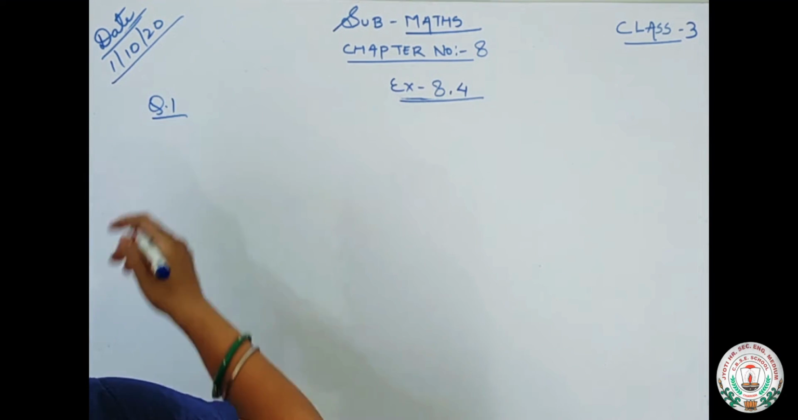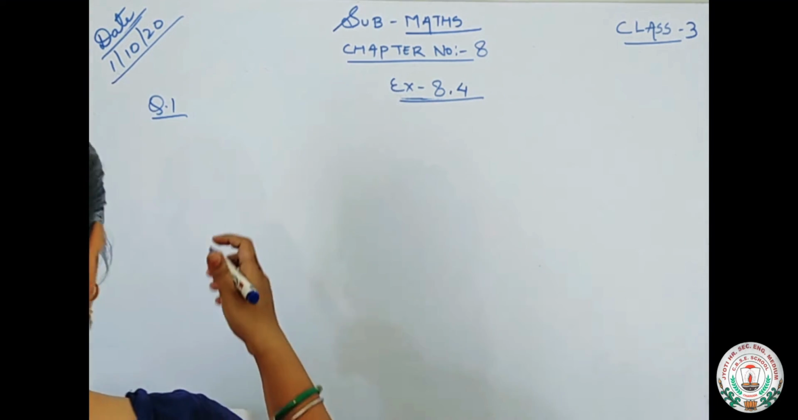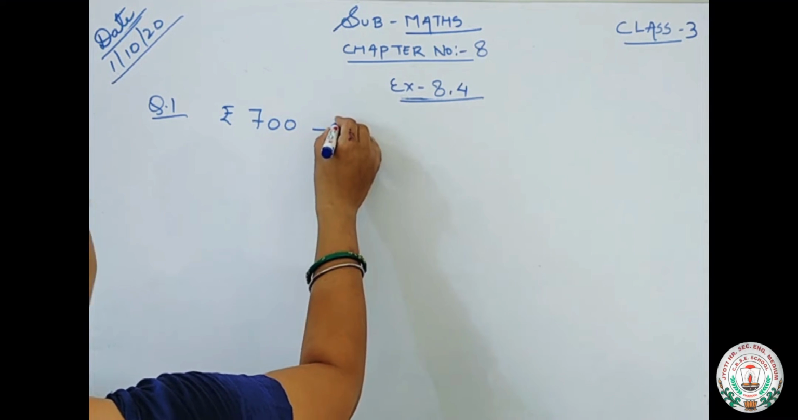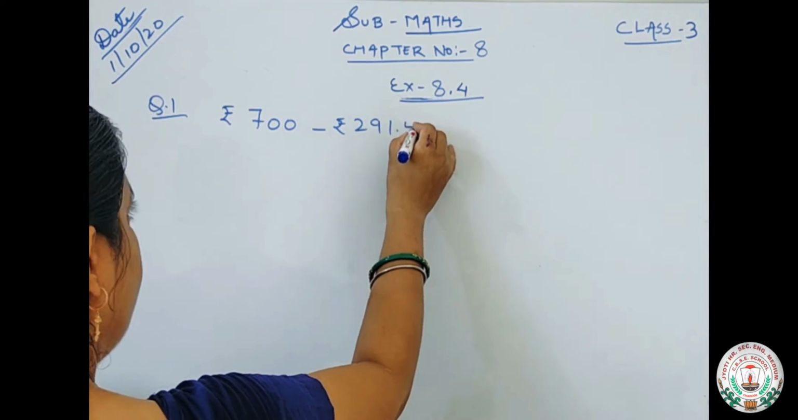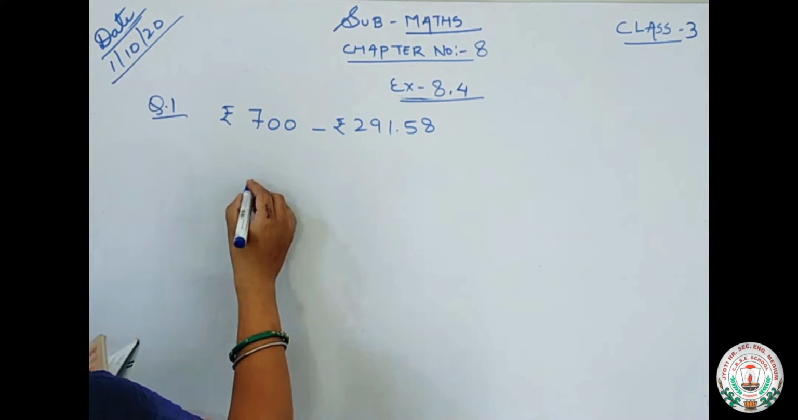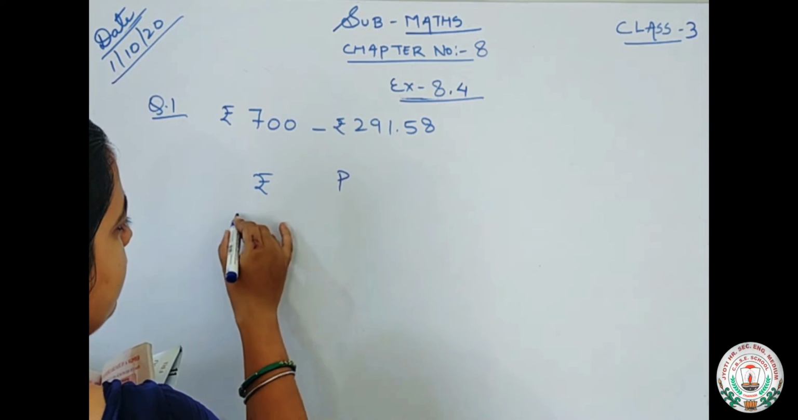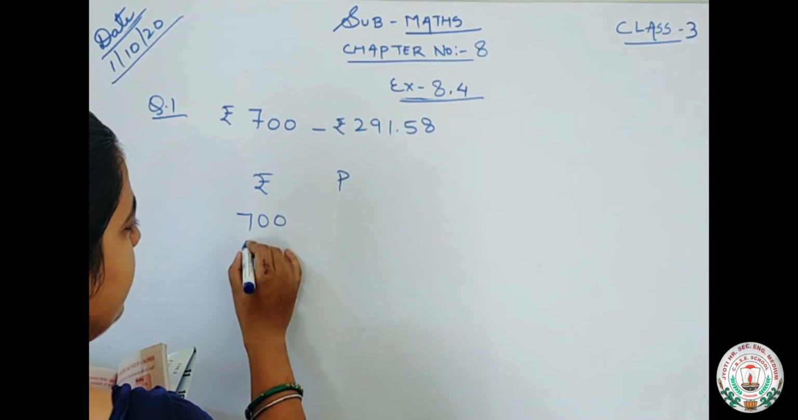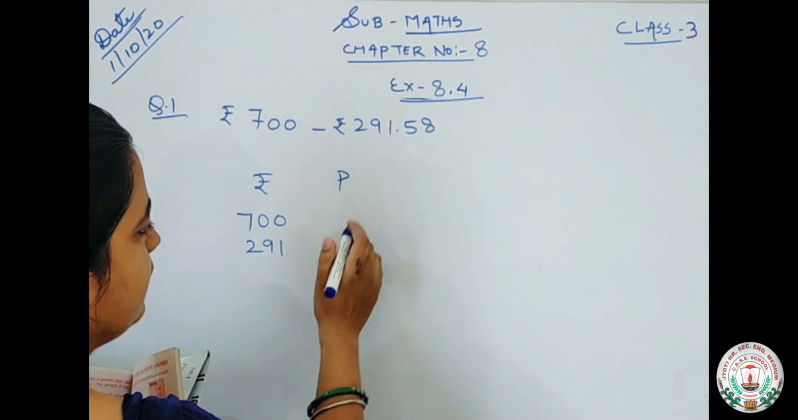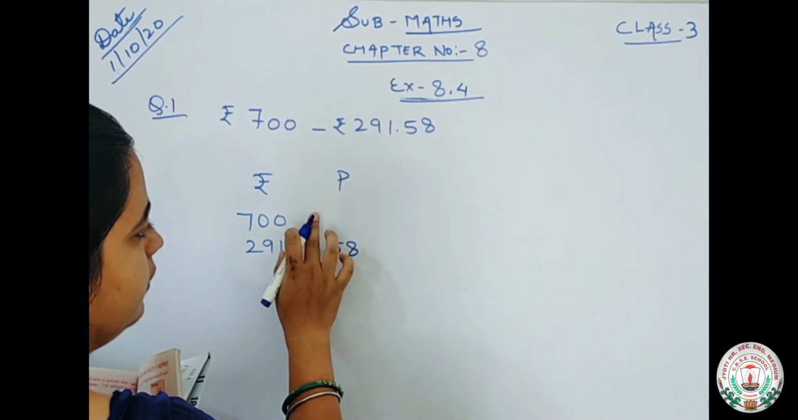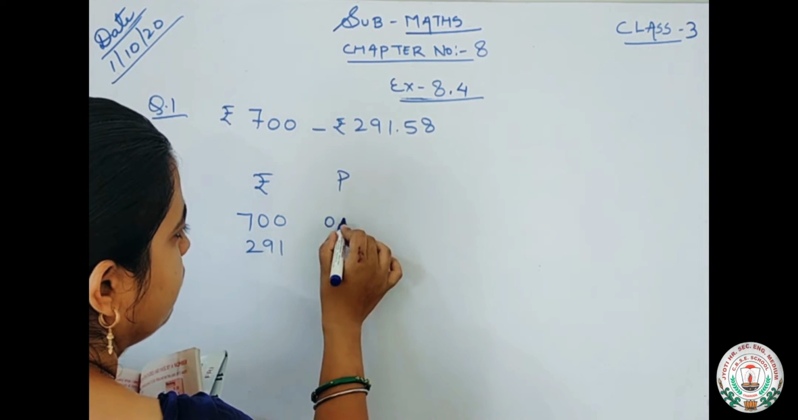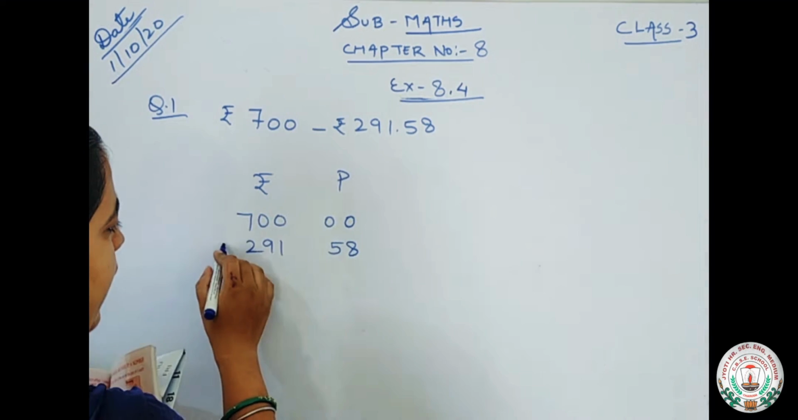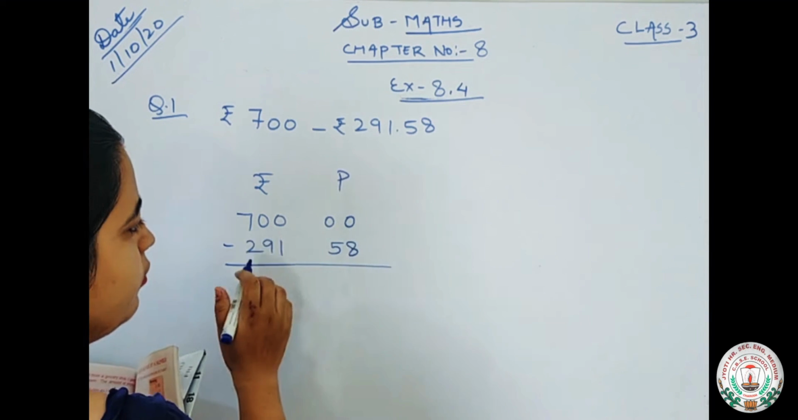Choose the correct option. Okay, so first is rupees 700 minus rupees 291.58. Here rupees and paise. 700, only rupees is given, no paise is given, so we will write it like this. Second is 291, and paise is given here, 58. So here we have to write 0 zeros.